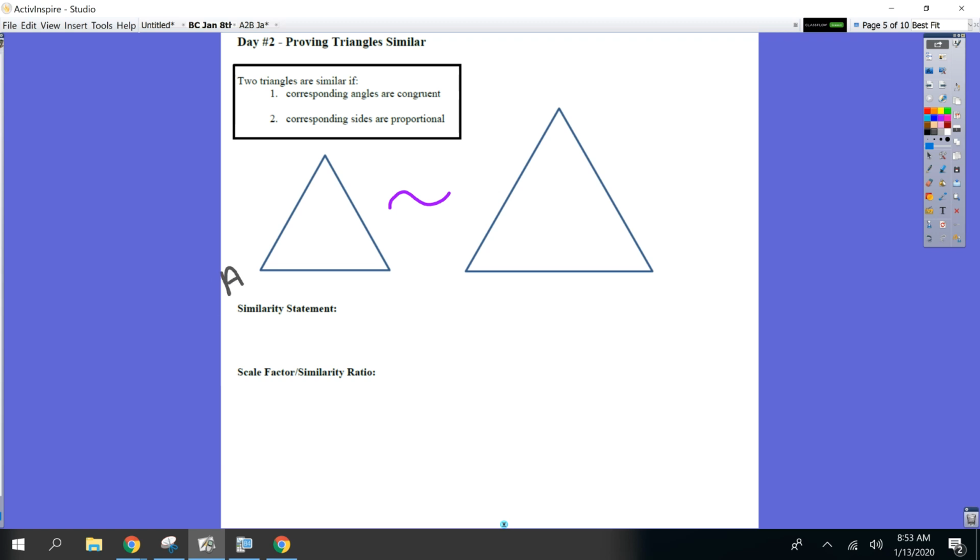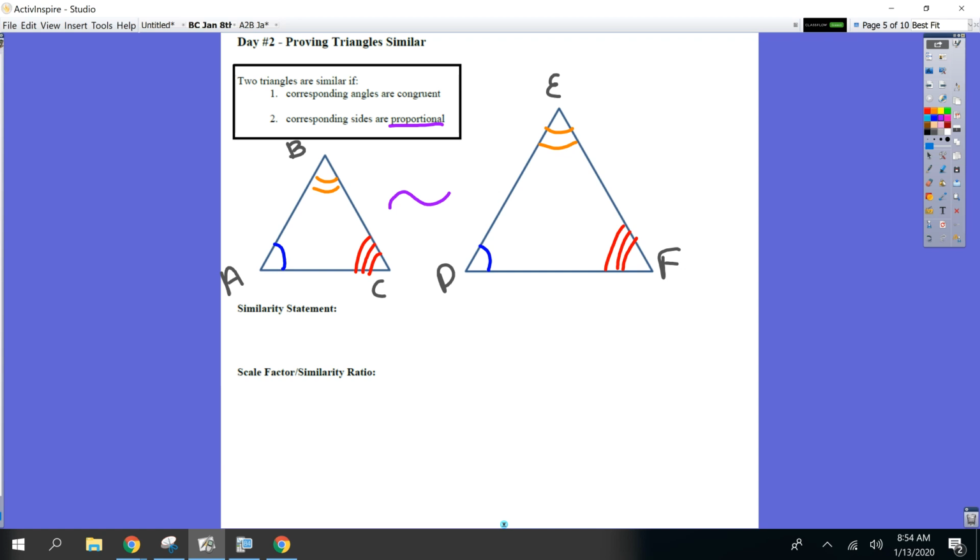All right, so I'm going to call this triangle ABC, and I'll call the bigger one DEF. So here's the deal. If I know two triangles are similar, the angles are still congruent. Corresponding angles will still be congruent. The change is going to be in the sides. Two triangles are similar, corresponding angles are congruent. The sides are not equal, but they will be proportional. What do I mean by that?